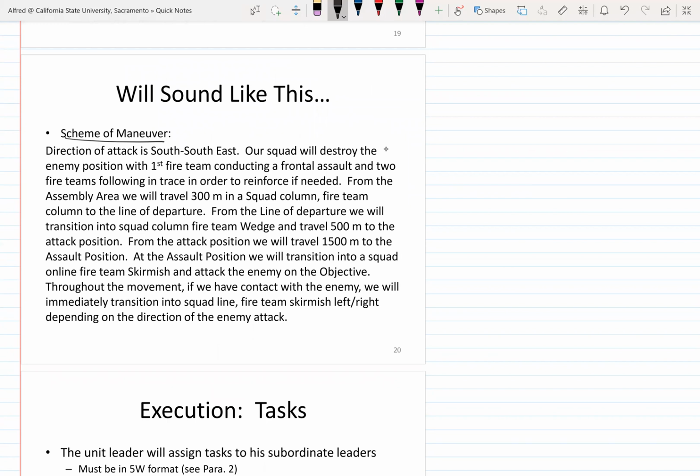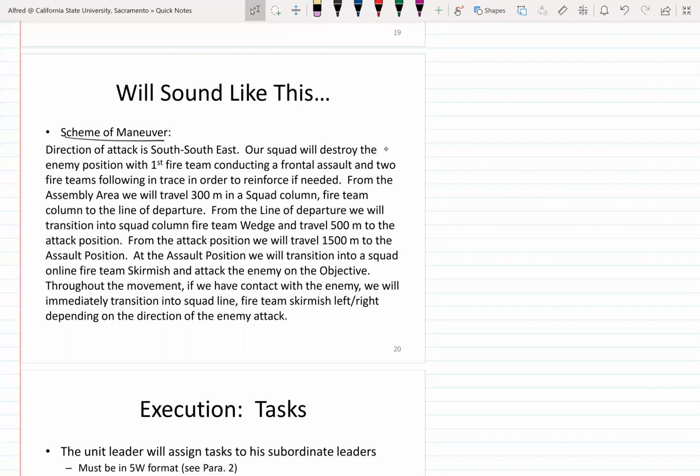From the line of departure, we will transition into a squad column, fire team wedge, and travel 500 meters to the attack position. From the attack position, we will travel 1,500 meters to the assault position. At the assault position, we will transition into a squad line, fire team skirmishers, and attack the enemy at the objective location. Throughout the movement, if we have contact with the enemy, we will immediately transition into squad line, fire team skirmishers left or right, depending on the direction of the enemy.